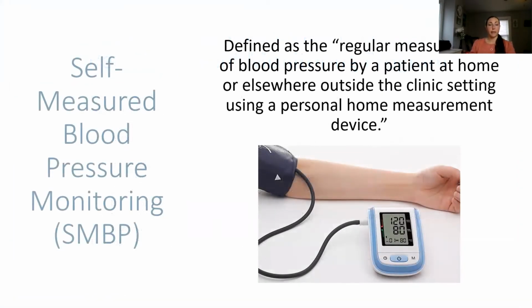Next up, we'll discuss the second program model we referenced in the beginning of this presentation, the self-measured blood pressure monitoring. This is defined as the regular measure of blood pressure by a patient who is outside the clinic setting using a personal home measurement device. This is an effective chronic disease management program supported by the CDC Division for Heart Disease and Stroke Prevention. It has proven useful in both reducing the risk of death and disability associated with hypertension, as well as improving blood pressure control, patient knowledge, and medication adherence.